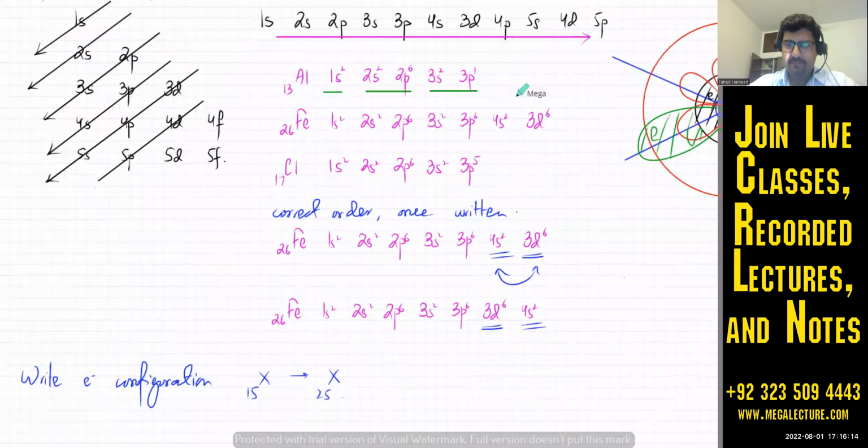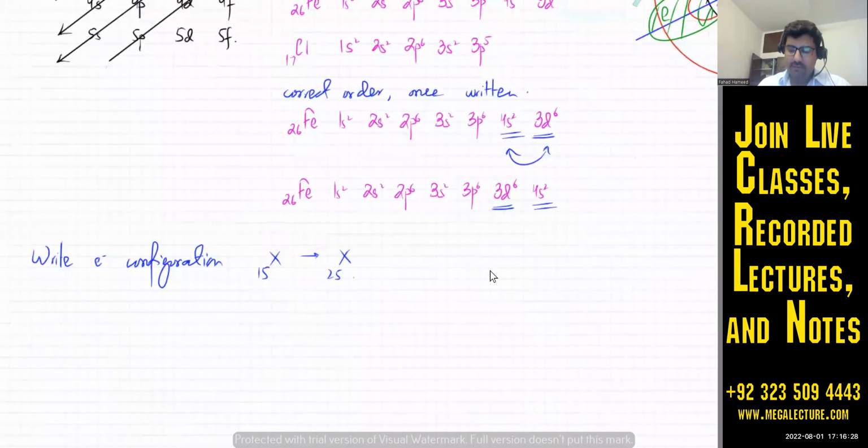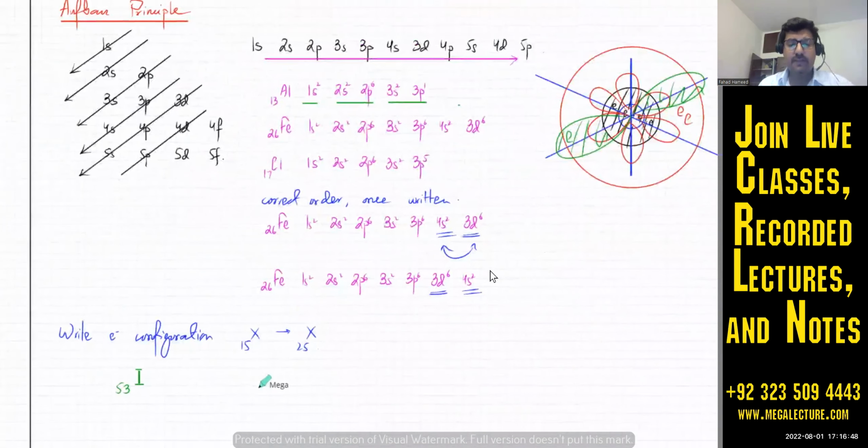It's from the periodic table. Just iodine. Iodine is 53, I think. You will confirm if iodine is 53. So let's try and write the electronic configuration of iodine based on the table over here.